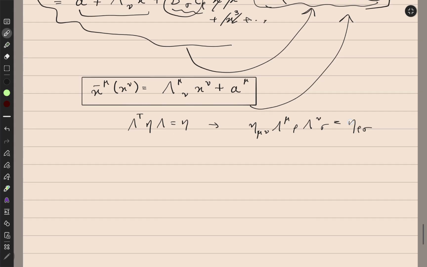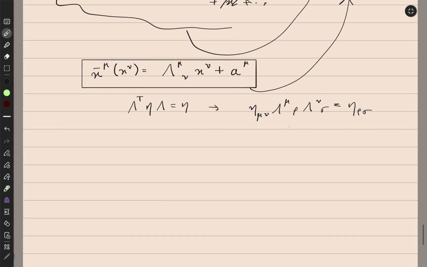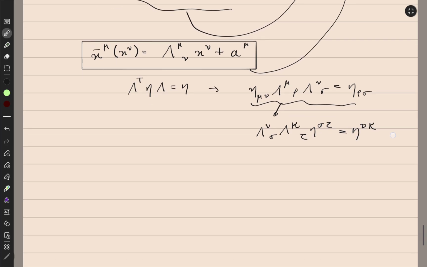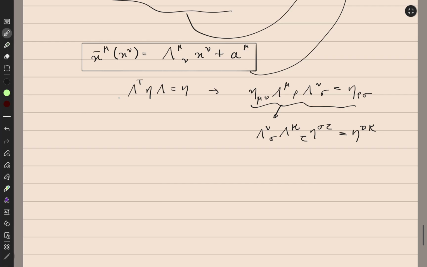Of course, you can find the opposite version as well for the Minkowski metric that has indices upstairs. Very similar structure is there.